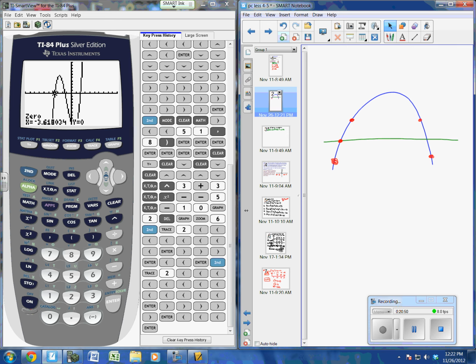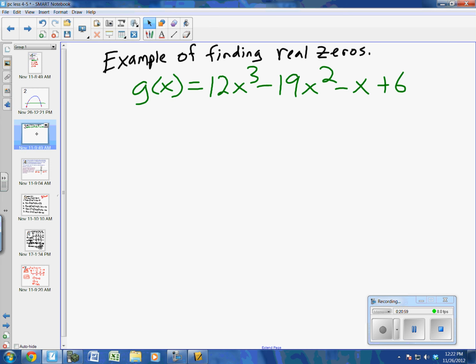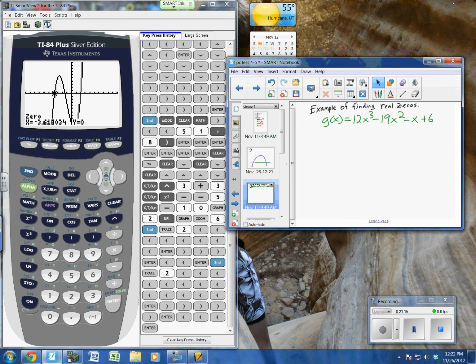Okay, so we're going to make this big again, and we are going to go to this slide right here. I think. There we go. Okay, example of finding real zeros. Everybody put this in your calculator. I'm not going to do this one. Tell me how many real zeros it has when you graph it. Actually, I probably should for those who aren't here.